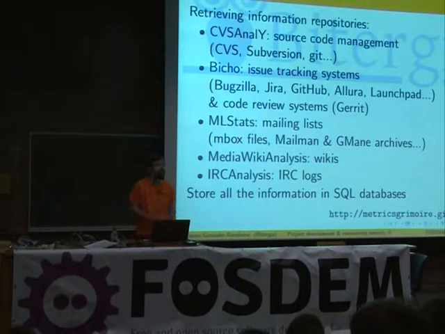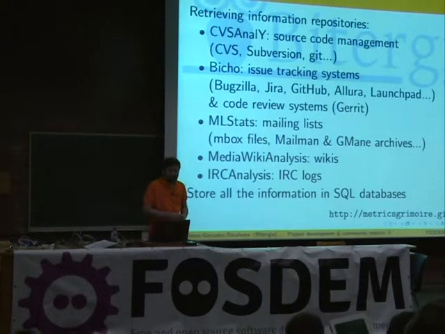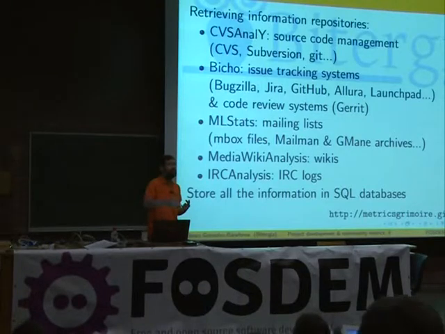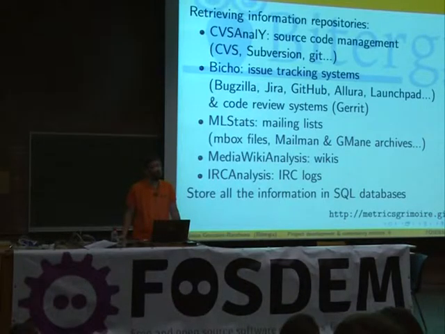For tickets, we use a tool called Bicho. And Bicho knows about Bugzilla, Jira, GitHub, Launchpad, and some others. Basically, most of them are those that we are using. It usually goes through the API when the system is providing it. In some cases, it does some HTML scraping and things like that. And Bicho is now also supporting code review systems like Gerrit. So the idea is that you can also get information out of the code review process via Bicho.